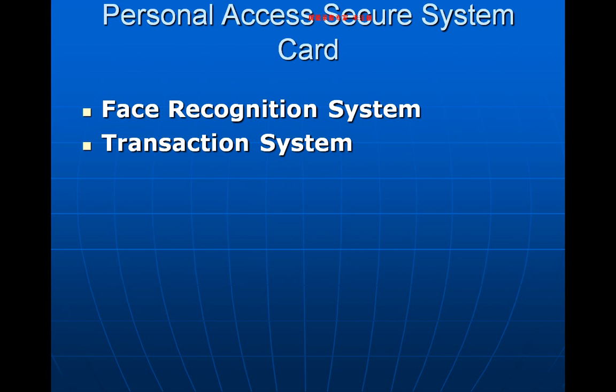Basically, our system contains two sections. The first one is called the face recognition system, and the second one is called the transaction system. We are trying to use the face recognition system to do the security part. Then, if the person is successfully recognized, they will be able to go through the transaction system.